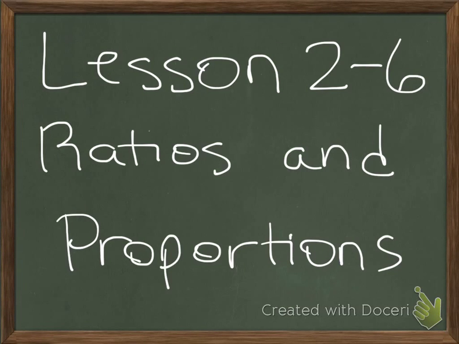Today we'll be looking at Lesson 2.6 on ratios and proportions. As you've written down in your notes, a ratio is a comparison of two numbers by division. Basically, it's a fraction, okay? It's in fraction form, but the top, or the numerator of the fraction, is being compared to the bottom, or the denominator of the fraction. A proportion is two ratios that are equal to each other.